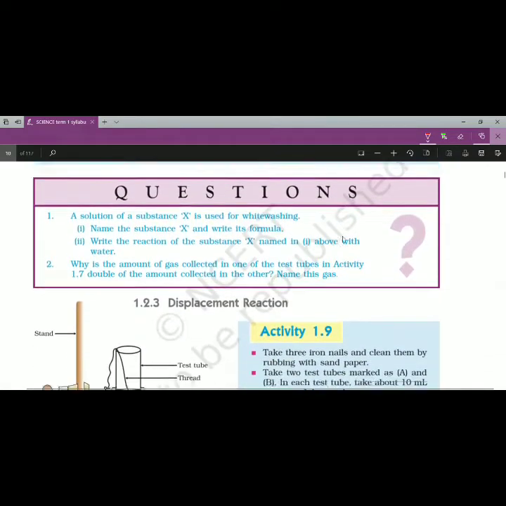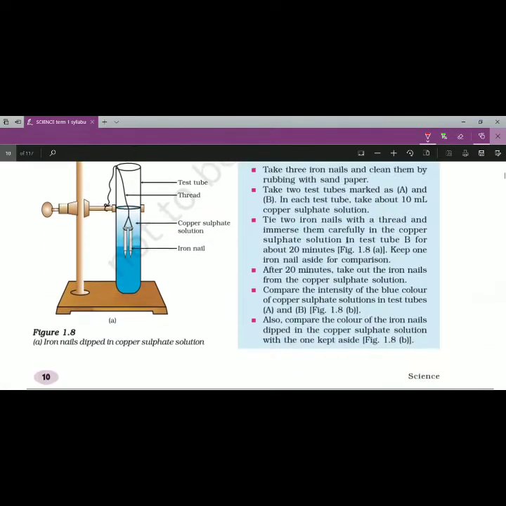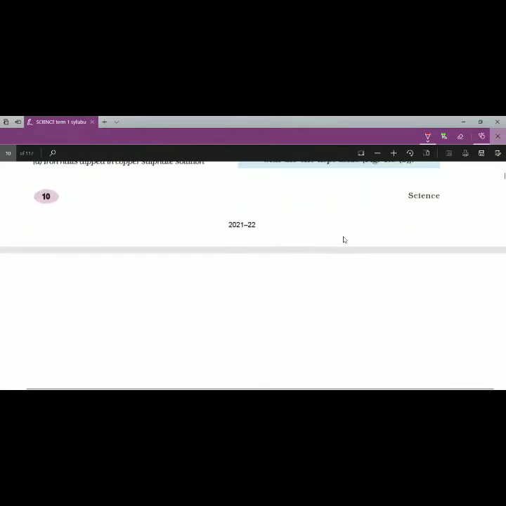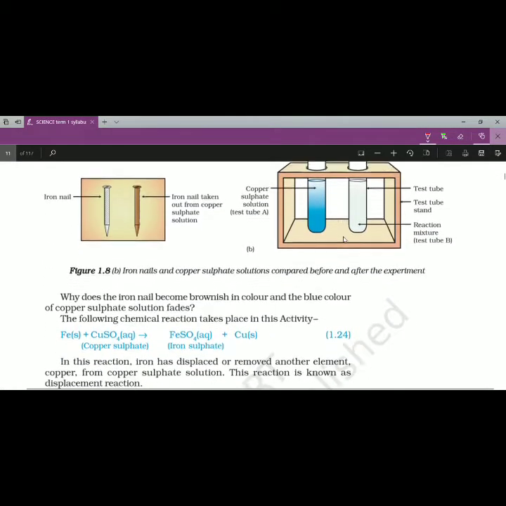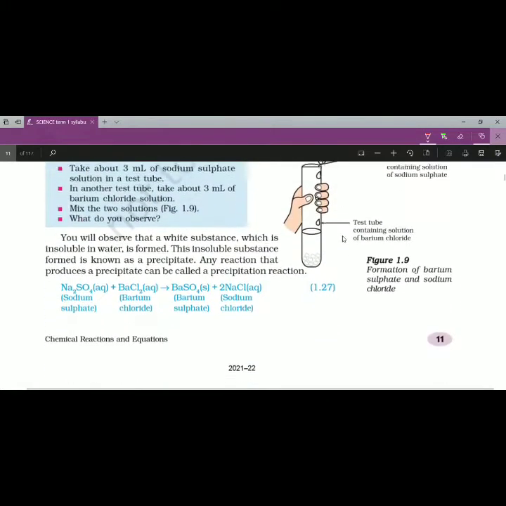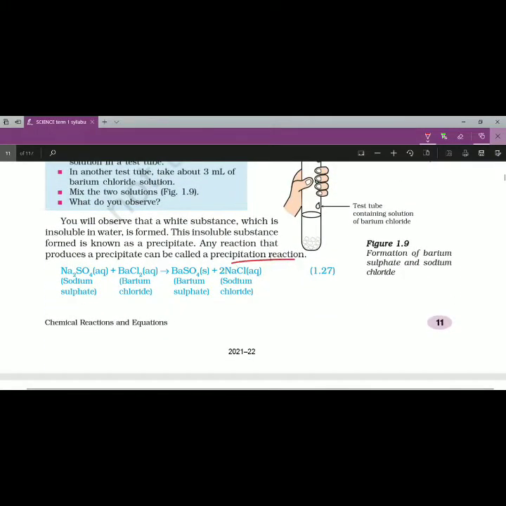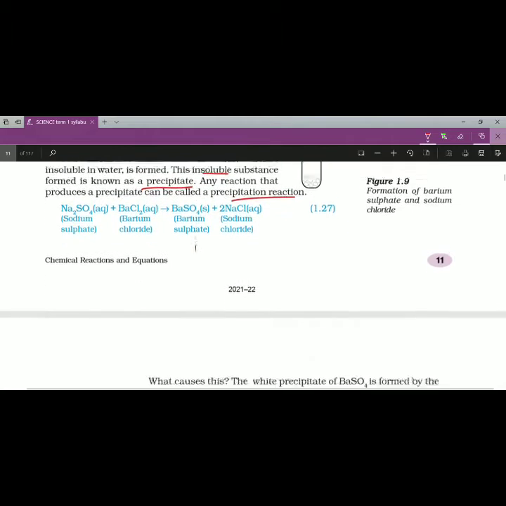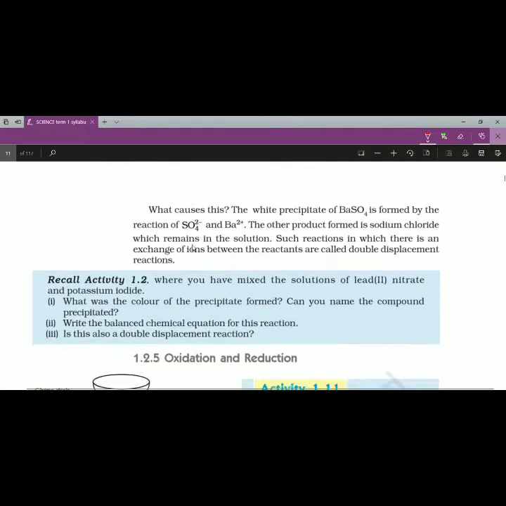Then blue questions. Every blue question you have to do. All the blue questions are compulsory; you must do all the blue questions. Then double displacement reaction. Here you will get the definition of precipitation reaction. Okay, what is a precipitate? The insoluble substance is known as a precipitate. So each and every line is important. You have to do all the questions very thoroughly.